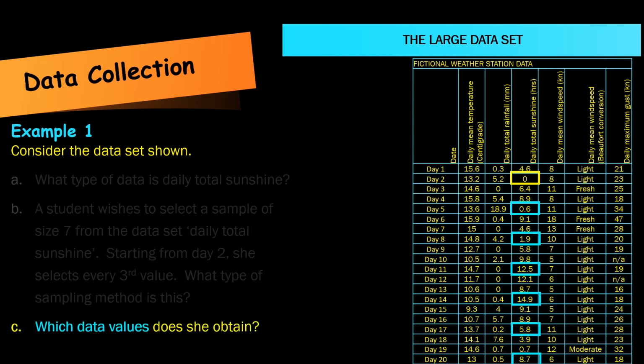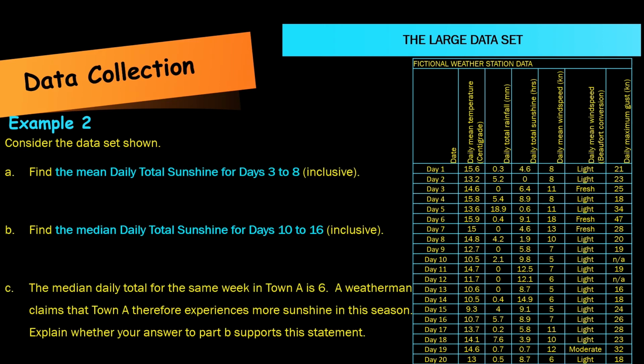And finally for part C, which data values does she obtain? The data values are 0, 0.6, 1.9, 12.5, 14.9, 5.8 and 8.7. Now let's have a go at another example. Pause the video and have a go. Press play when you're ready to view the solutions.